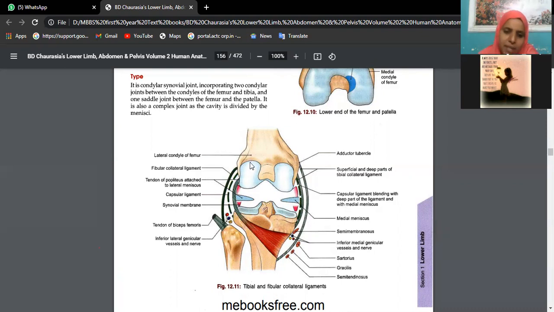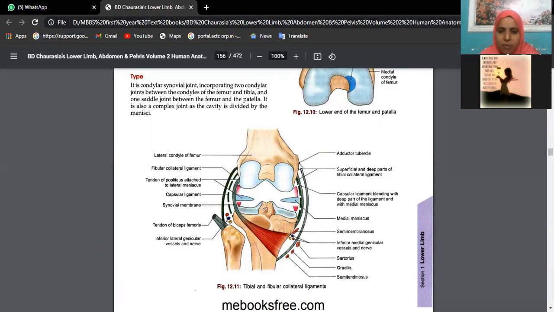Inside the joint capsule, we will have the synovial membrane, which is concerned with the formation of synovial fluid, which fills the synovial cavity. That means synovial fluid will be filling inside the joint cavity. Now, over the capsule, whatever thickenings are there, those are the ligaments. So what are the various ligaments we have?